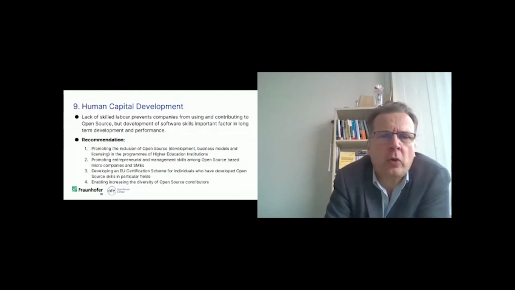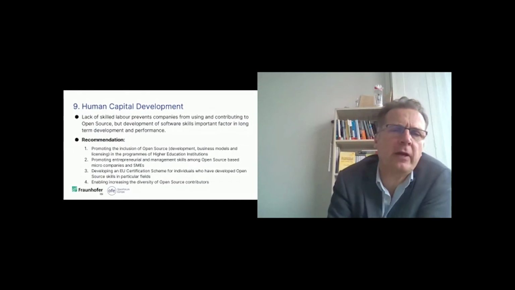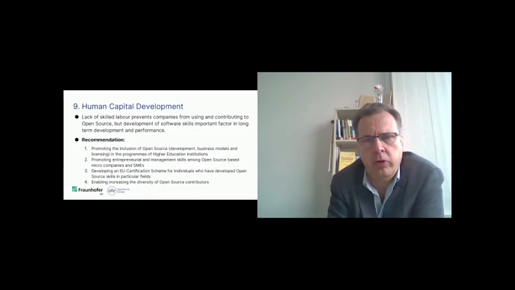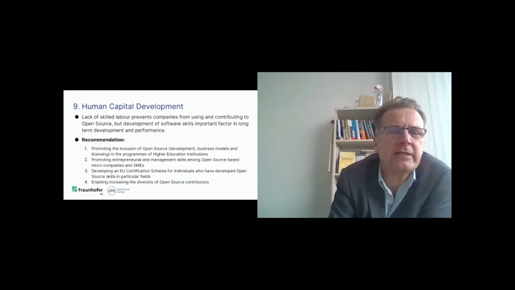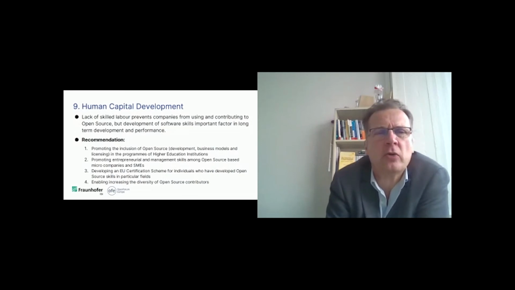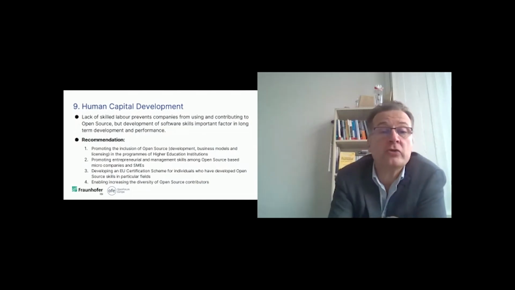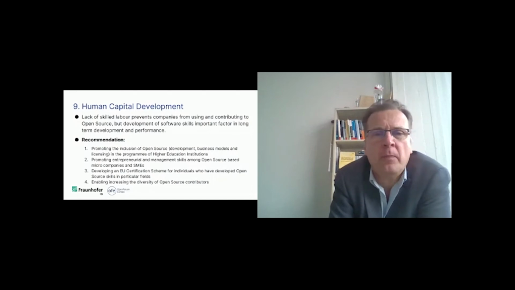Therefore, also universities, higher education institutions should really push more the topic of open source within their curricula. And it's not only about the software development, it's, as I said before, business models based on open source. Also, the quite complex licensing issue is a kind of material that should go into the curricula. And also entrepreneurial management skills should be provided, which allows then micro companies and SMEs to grow.